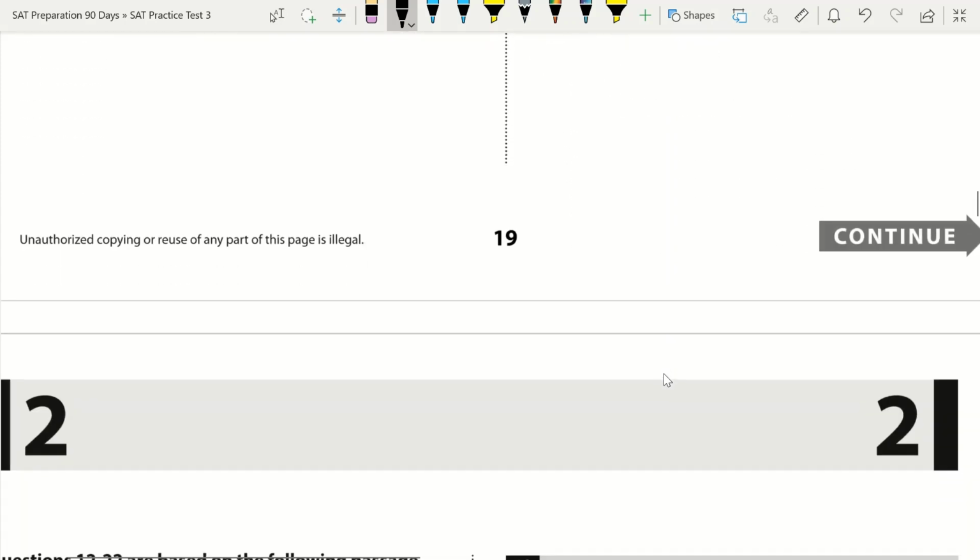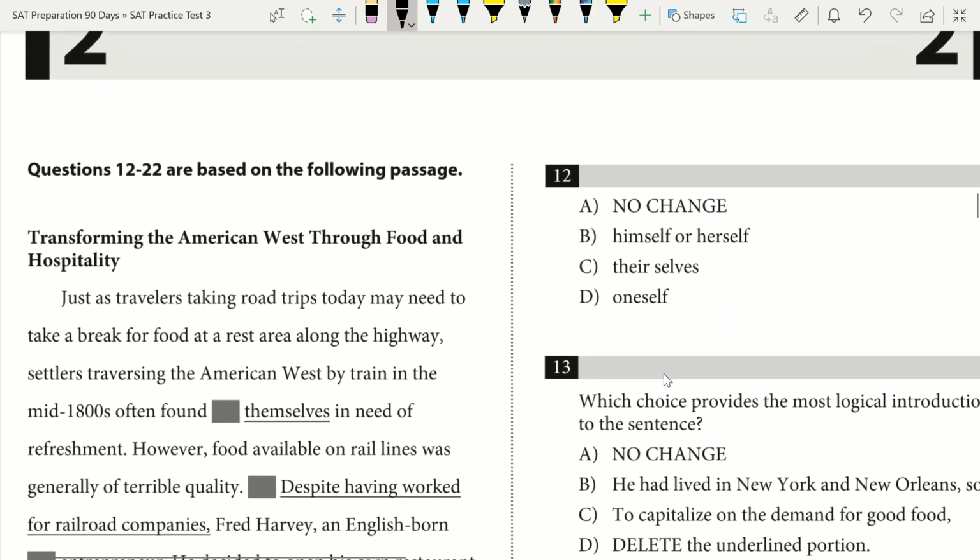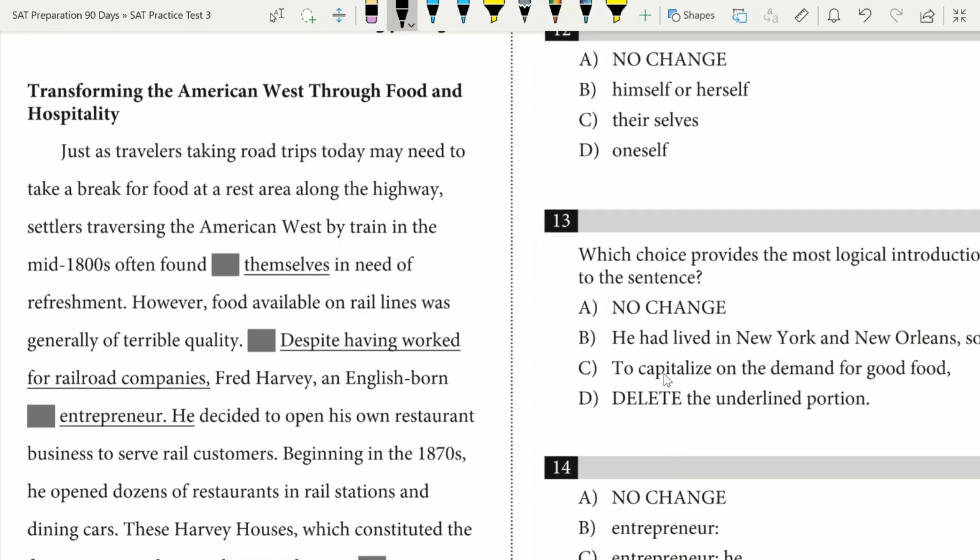So. All right, questions 12 through 22 are based on the following passage, transforming the American West through food and hospitality. Just as travelers taking road trips today may need to take a break for food at a rest area along the highway, settlers traveling the American West by train in the mid-1800s often find themselves. Okay, we have one word underlined in the middle of a sentence. In this case, it's not any sort of preposition or anything like that, so it is not going to be an idiom question. As far as whether or not it's a tone question, it's not going to be a tone question either because we're not dealing with an adjective or a verb.